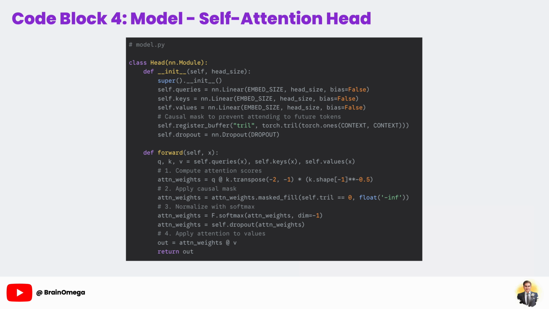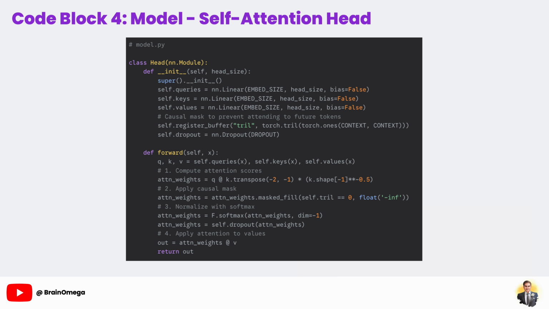In the forward method, we first calculate the attention scores. We do this by taking the dot product of every token's query with every other token's key. This tells us how much each token should pay attention to every other token. But here's a crucial rule. In language, you can't know the future. A token at position 5 shouldn't get information from a token at position 6. That's where our tril mask comes in. We mask the attention scores to hide all future positions, ensuring information only flows from the past to the present.